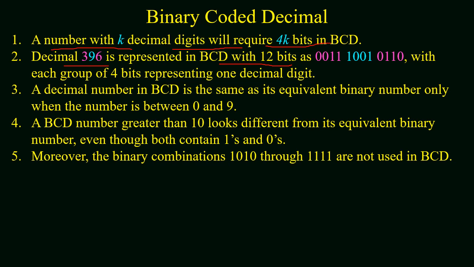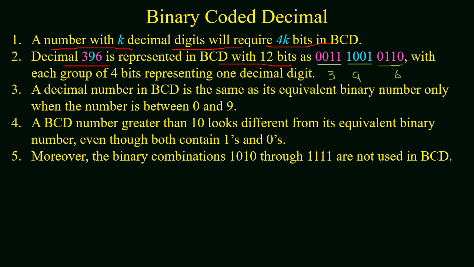Starting from the unit place, we have a digit 6. So in the BCD, starting from the unit place, we will have 0110. Next digit is 9, so the next portion will be 1001. And the last digit is 3, so the next code will be 0011. Now if you look at the code, each group of 4 bits represents one decimal digit.